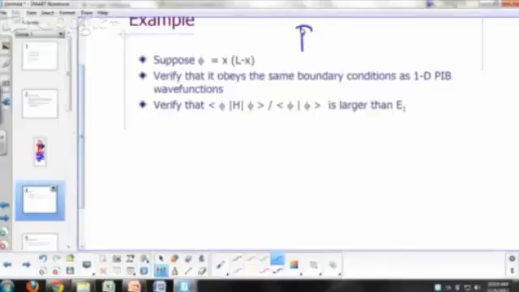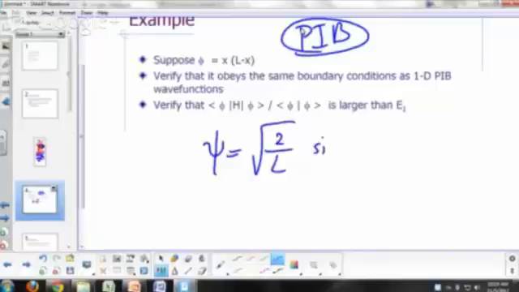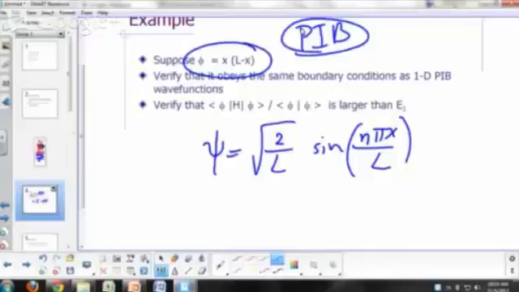Let's do a particle in a box problem. And remember, what were the solutions to our psi for a particle in a box? Square root of 2 over L sine n pi x over L, right? Those are our psi's. You can let phi be equal to x times (L minus x).